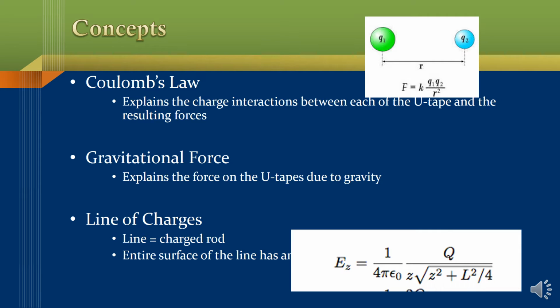To take the concepts into depth, I used Coulomb's law to explain the charge interactions between each U-tape and the resulting forces. The gravitational force was used to explain the gravity exerted on the U-tape, and the line of charge was used to explain the charged rod, which is an evenly distributed charge tape as a rod, and we used the line of charge model to calculate the electric field on the charged tape.